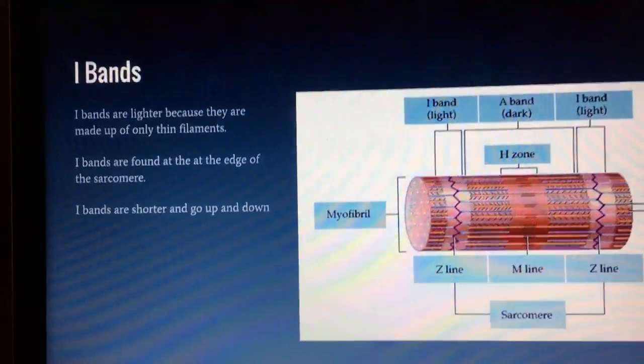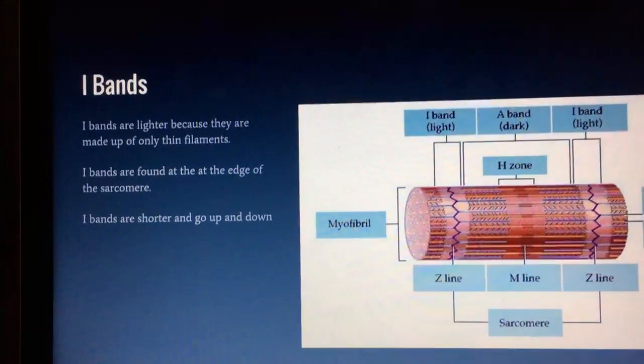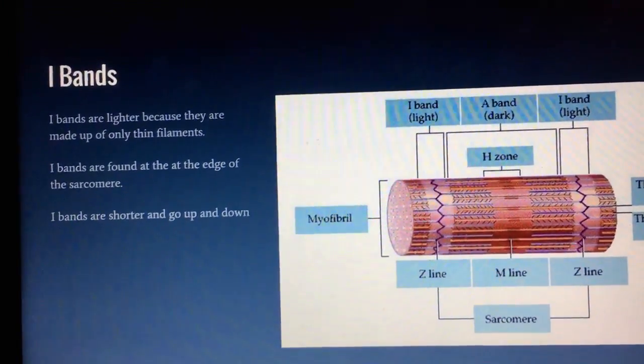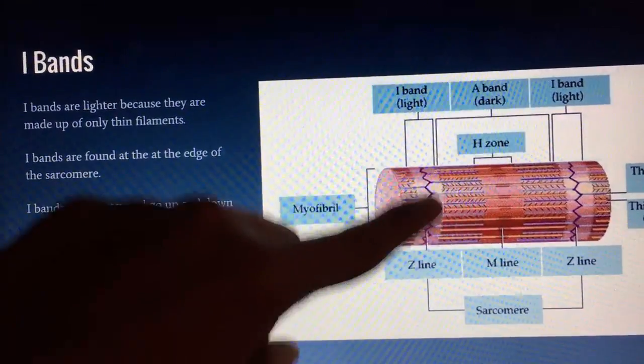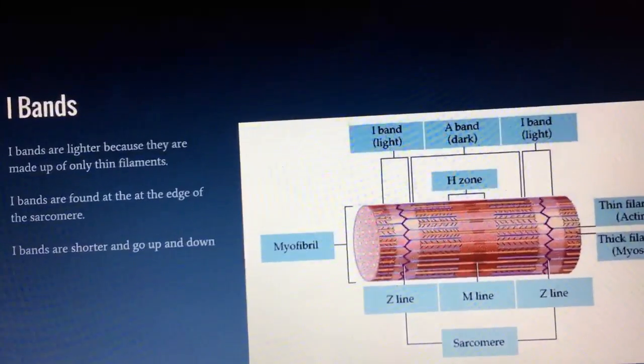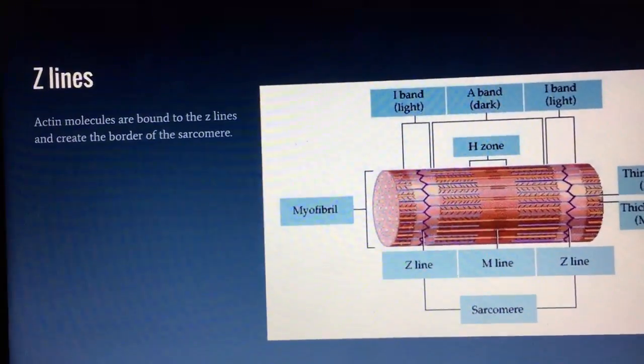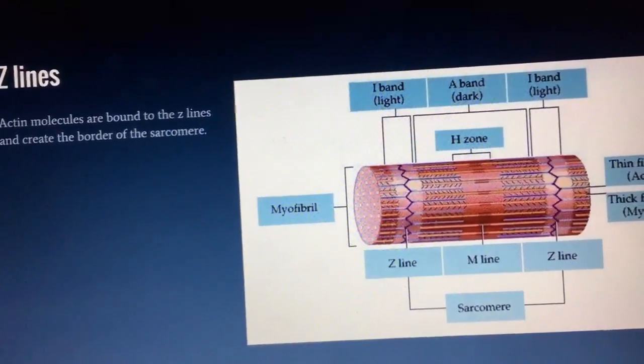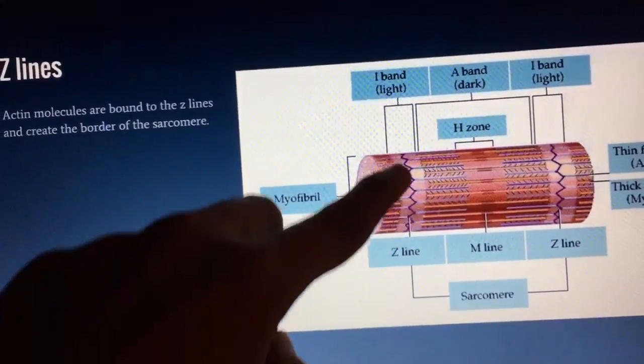I bands. I bands are lighter because they are made up of only thin filaments. I bands are found at the edge of the sarcomere. I bands are shorter and go up and down, and it's shown right there. Z lines. Actin molecules are bound to the Z line and create the border of the sarcomere, and it's shown right there.